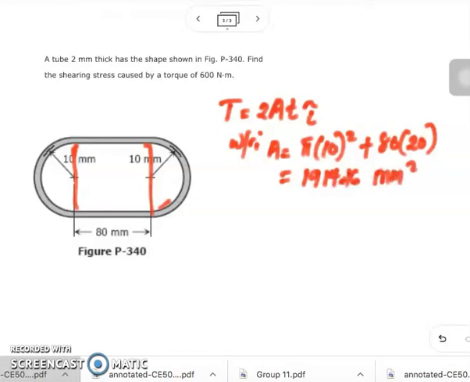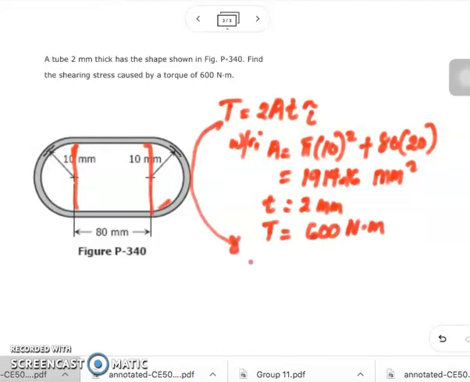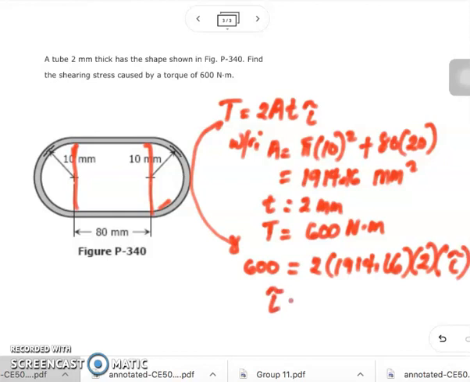And of course, our thickness is 2 mm, and our torque is given, which is 600 Newton meters. We simply have to substitute to this equation. So that will be 600 is equal to 2 times 1,914.16 multiplied to the thickness, 2, multiplied to the shearing stress, which is the unknown, and our shearing stress is 78.36 megapascal. So we have now our shearing stress, which is 78.36 megapascal.